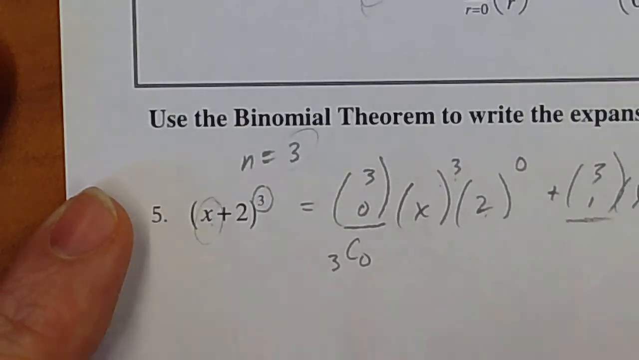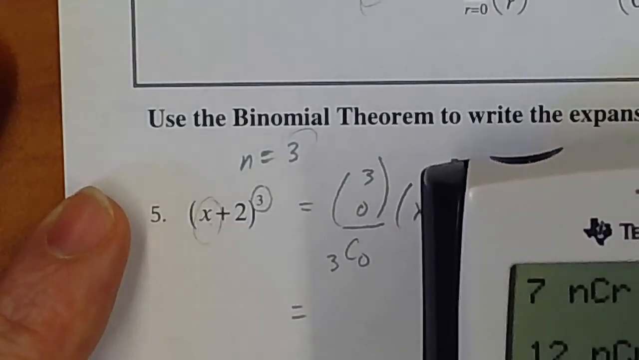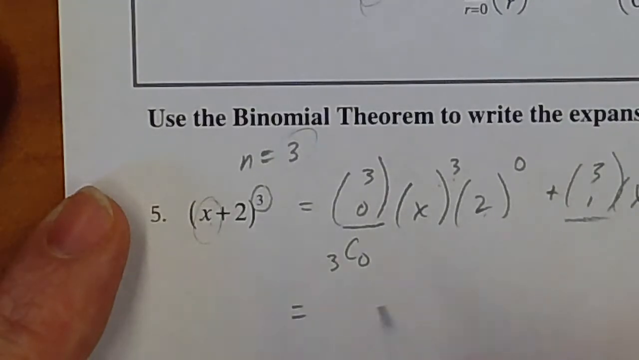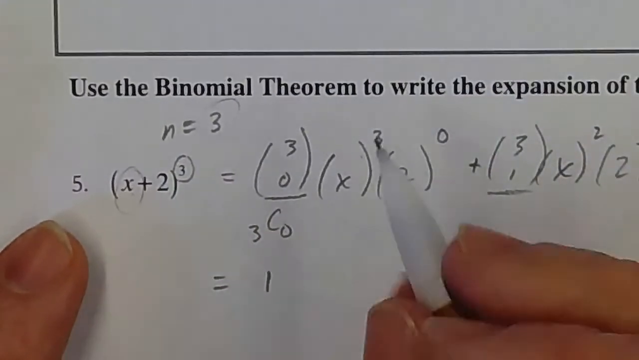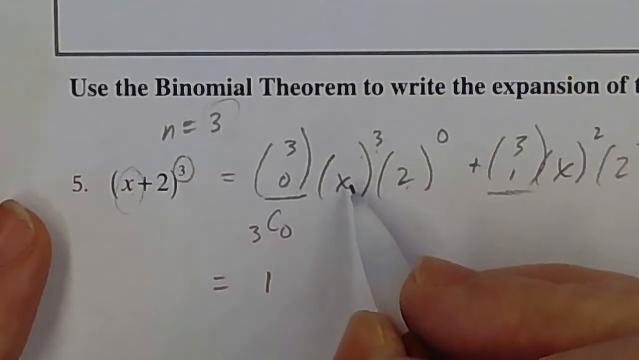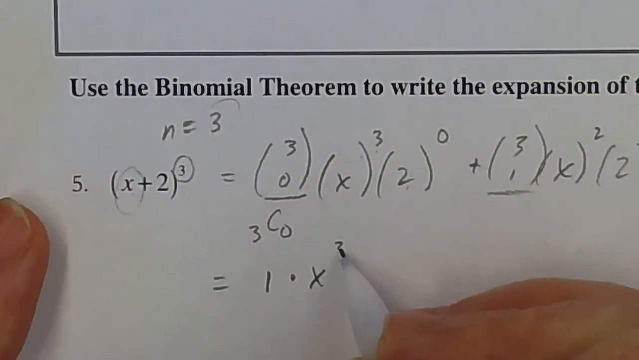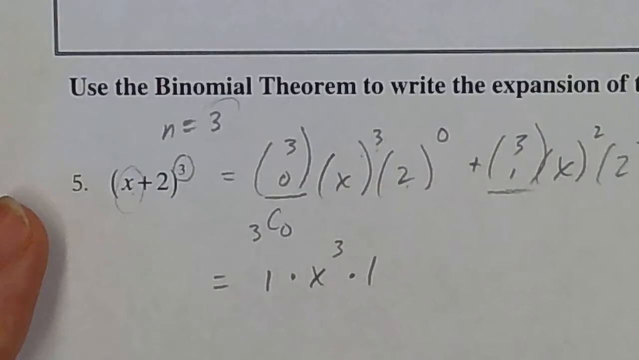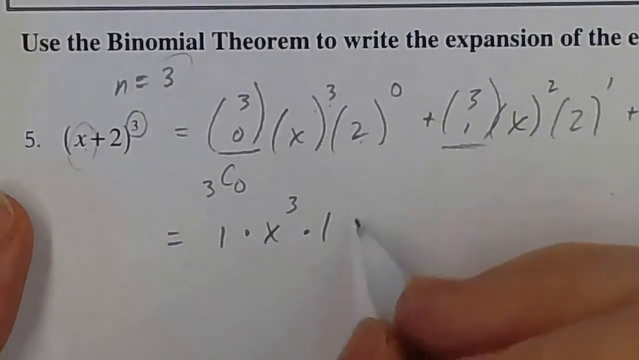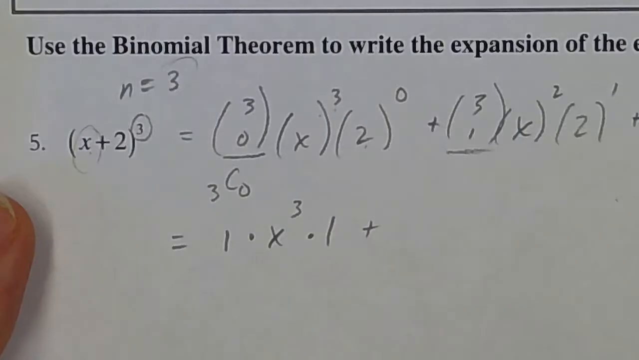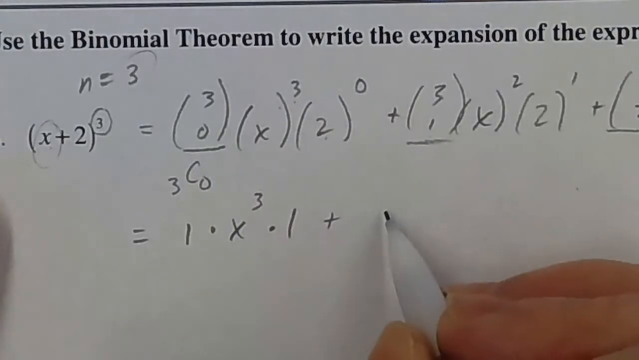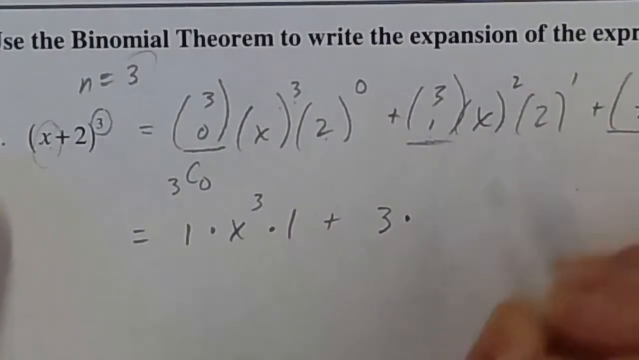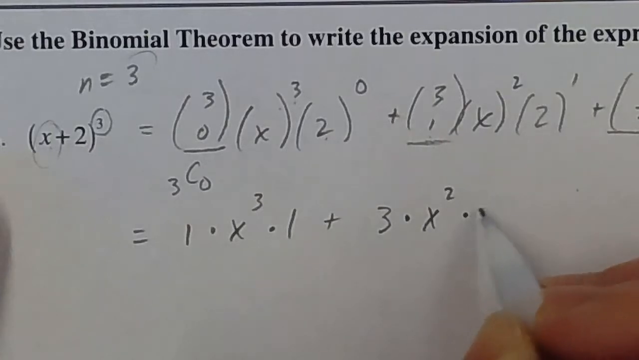Okay, so let's simplify this. Combination of 3 things taken 0 at a time. We just go to our calculator and plug it in, and it gives me 1. Okay? So I've got 1 here. Let's go ahead and start raising this to these powers too. X to the 3rd is x to the 3rd. 2 to the 0 is 1. Okay. Combination 3 things taken 1 at a time. When I plug that in the calculator, it gives me 3. So it's 3 times x squared, and 2 to the 1st is 2.